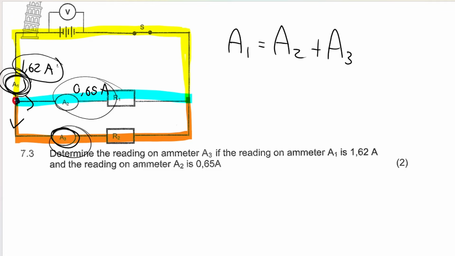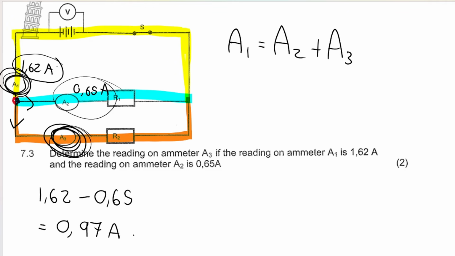So basically all we do is we take our total current, 1,62, and we minus 0,65. That leftover current is the red current, the current going through A3, which is 0,97 amperes. Remember, you don't write amps. I said this in my electricity video. You don't write amps as a unit. You can write out the full word amperes, or you just use the symbol A.